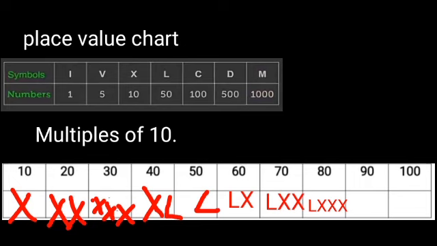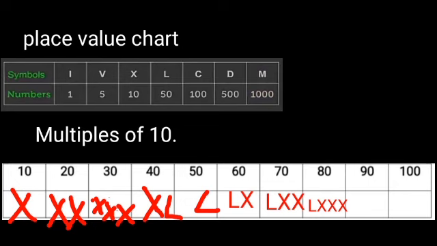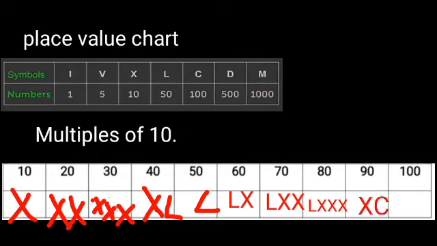For 90, you cannot write L and 4 times X, because according to rule number 2, again you cannot write any symbol more than 3 times. So it will be 100 minus 10. 100 means C, which we have studied in the Roman numeral chart. And for subtracting 10, write the symbol of 10 to the left. So the value of 90 is XC. Value of 100 is C from the Roman numeral chart.